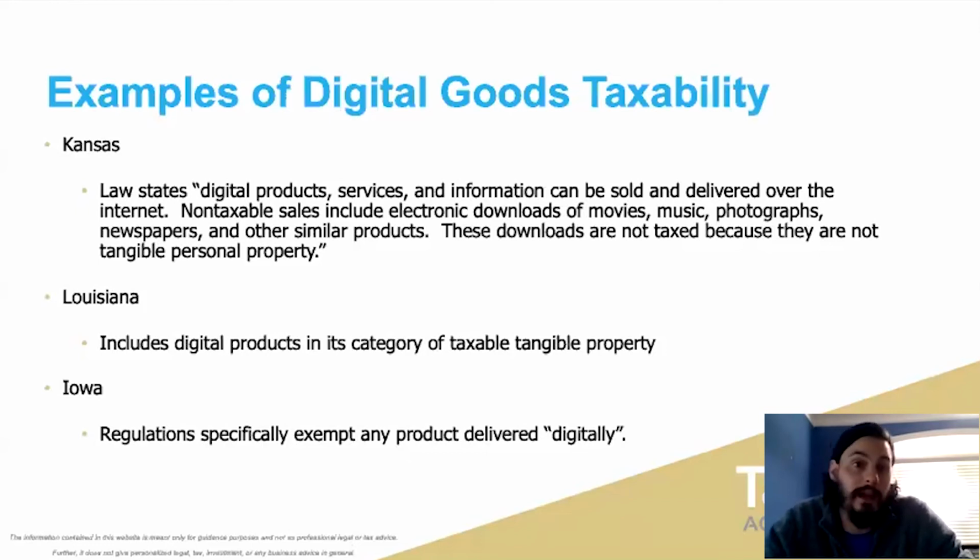They have sort of like a hybrid approach between these two, basically saying that digital products, services, and information can be sold and delivered over the internet. Non-taxable sales include electronic downloads of movies, music, and they're not taxed because they're not tangible property. But Kansas does have certain enumerated services and products that are taxable. Probably not very broad. They're very specific, but there are situations where Kansas will tax digital products depending on the nature of the product. Next slide, please.